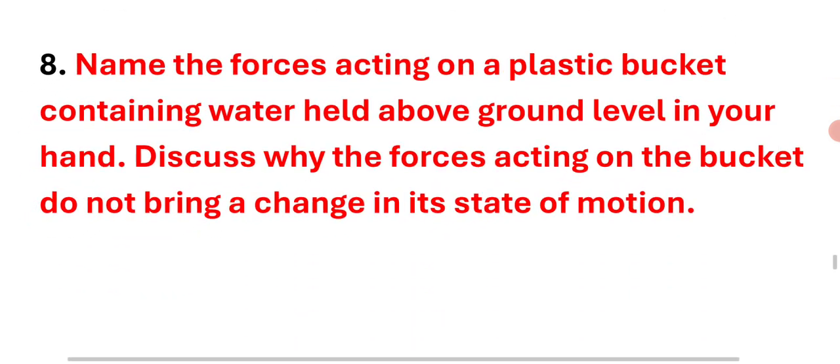Question number 8. Name the forces acting on a plastic bucket containing water held above ground level in your hand. Discuss why the forces acting on the bucket do not bring a change in its state of motion.